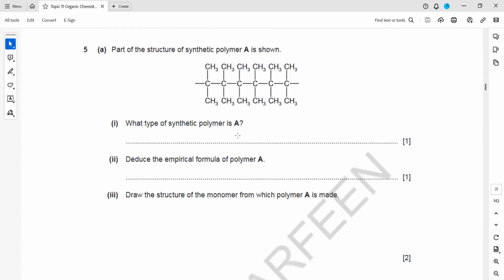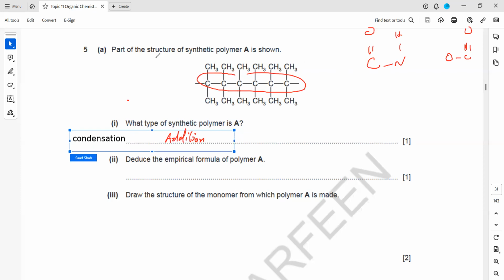Part of a structure of a synthetic polymer is shown; state the type of synthetic polymer. What kind of polymer is this? You can see the carbon chains are linked. Is it addition or condensation? So this is addition because it's linked with carbon. If it was condensation, then it might have an amide linkage or peptide linkage, or it may have an ester linkage. It is not condensation. This is wrong.